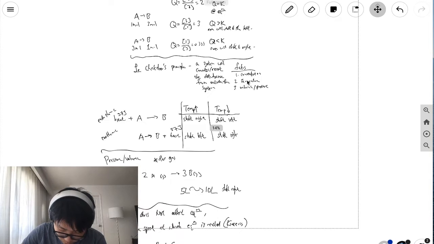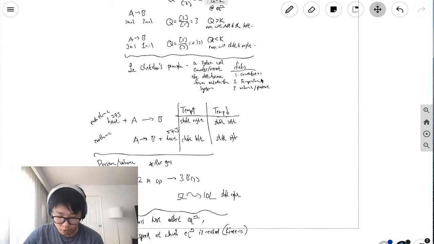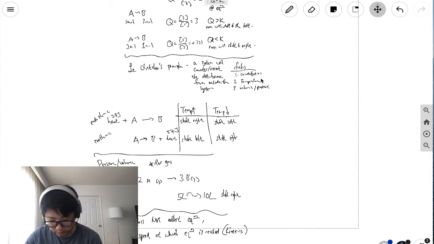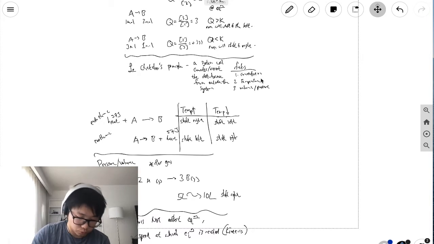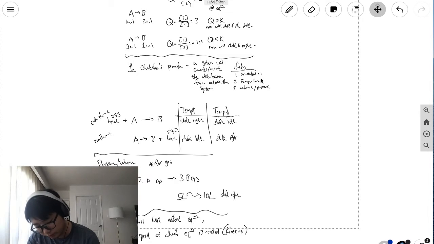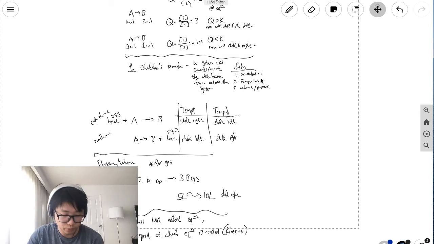So the factors would be concentration, right? We wrote that if you increase the concentration of the reactant, it's going to shift towards the product. If you increase the concentration of the product, it's going to shift towards the reactant.